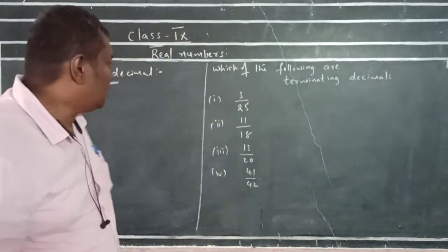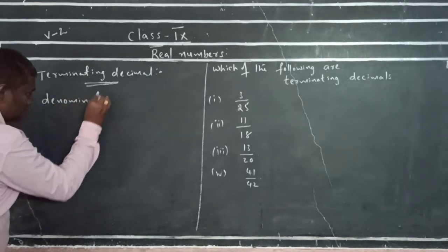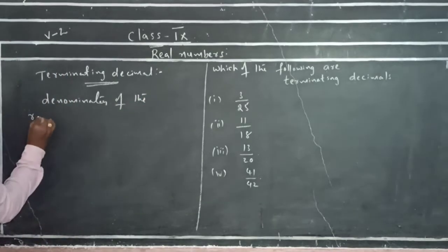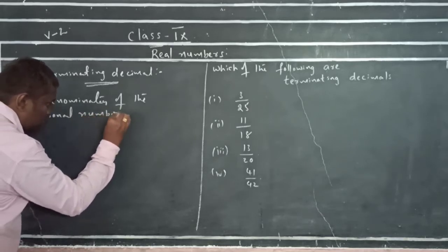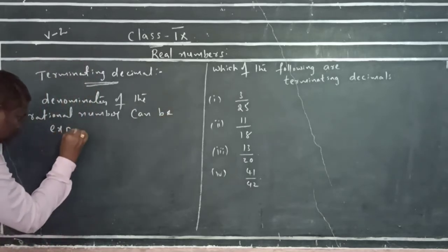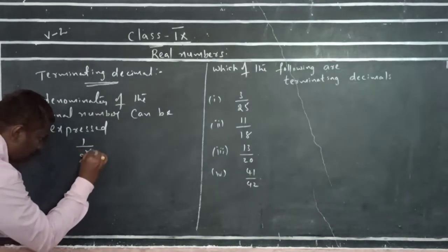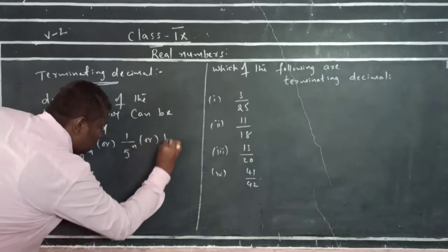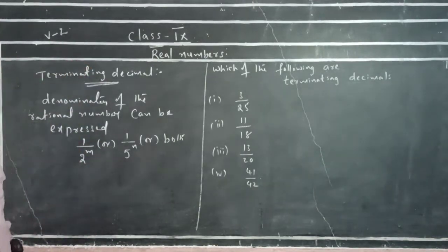Here is one more definition: the denominator of the rational number can be expressed as 1 by 2 power m, or 1 by 5 power n, or both. This is one more definition of the terminating decimal.